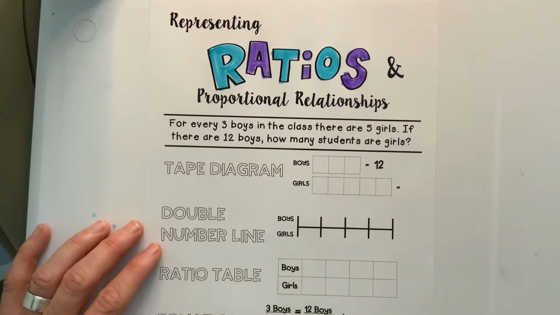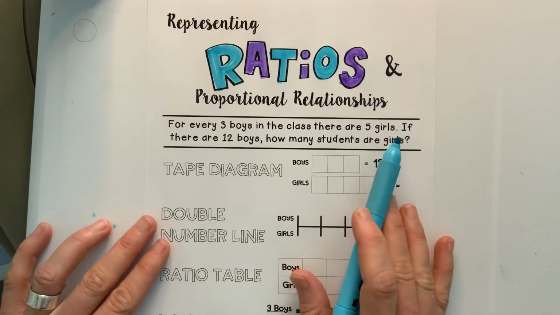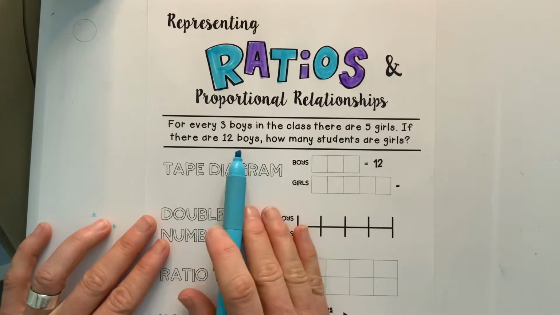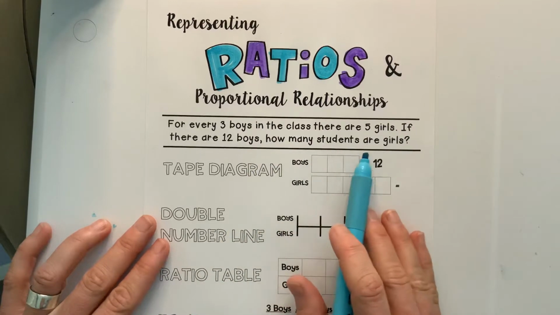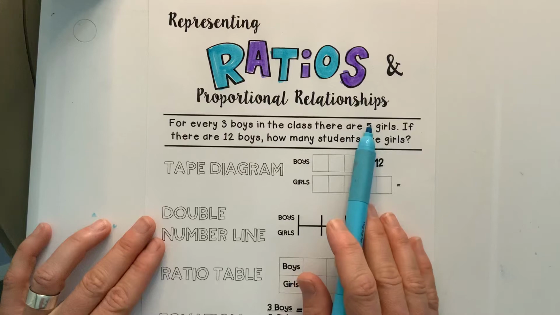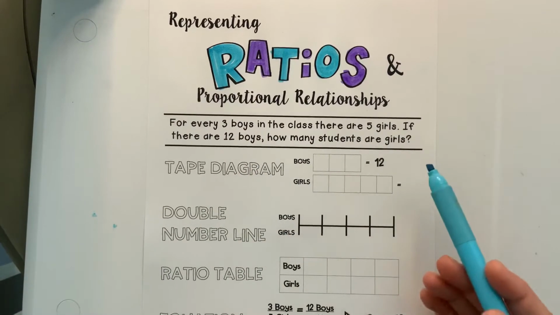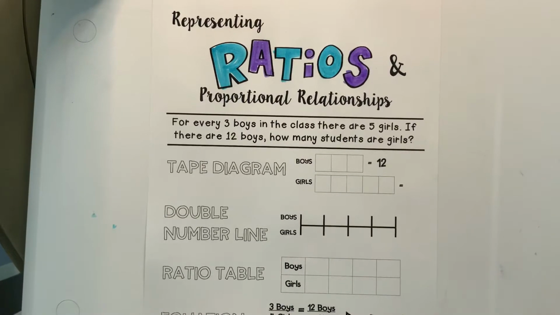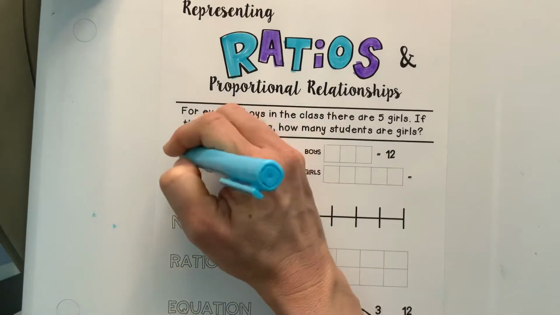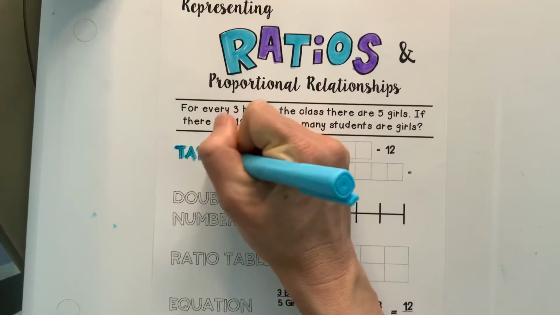Okay, so for this problem, for every 3 boys in class, there are 5 girls. If there are 12 boys, how many students are girls? So our ratio is 3 to 5, and we know that there are 12 boys total. So we need to then use that information to figure out how many girls there are in the class. So the first strategy we are going to look at is tape diagram.